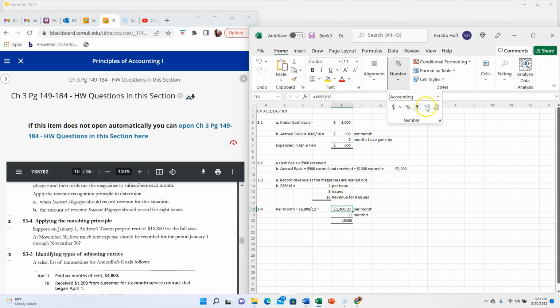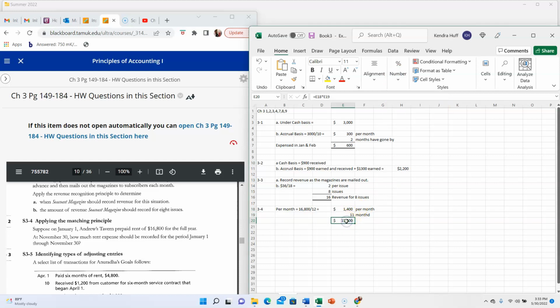When you paid for it up front, it would have gone into prepaid rent. And now you're using it up. So you would have $15,400 in rent expense and only $1,400 left in prepaid rent at the end of November.